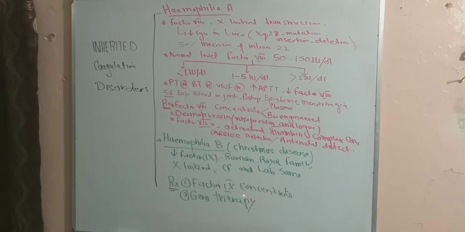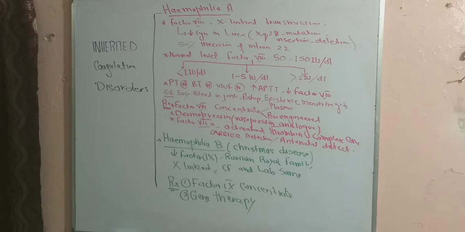We give the factor 9 concentrate rather than the factor 8, because that makes sense, it's deficient in factor 9. And we also go for gene therapy, but there is no use of desmopressin because it doesn't address factor 9. Now there is a historic perspective to the hemophilias, especially hemophilia B.